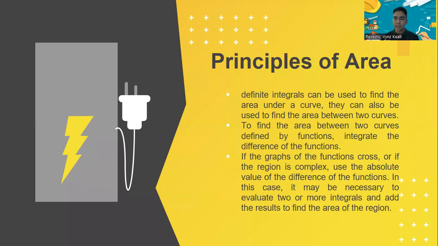The principles of the area. Definite integrals can be used to find the area under a curve. They can also be used to find the area between two curves. To find the area between two curves defined by functions, integrate the difference of the functions. If the graphs of the functions cross, or if the region is complex, use the absolute value of the difference of the functions. In this case, it may be necessary to evaluate two or more integrals and add the results to find the area of the region.